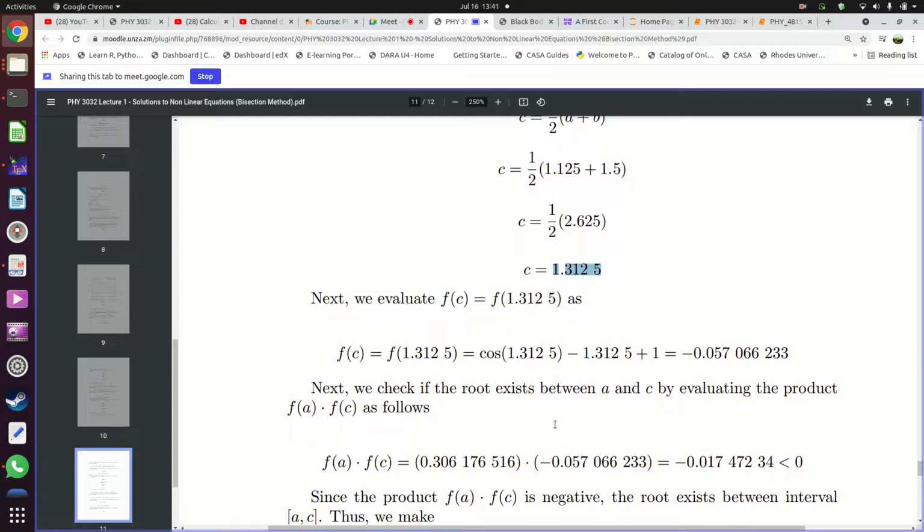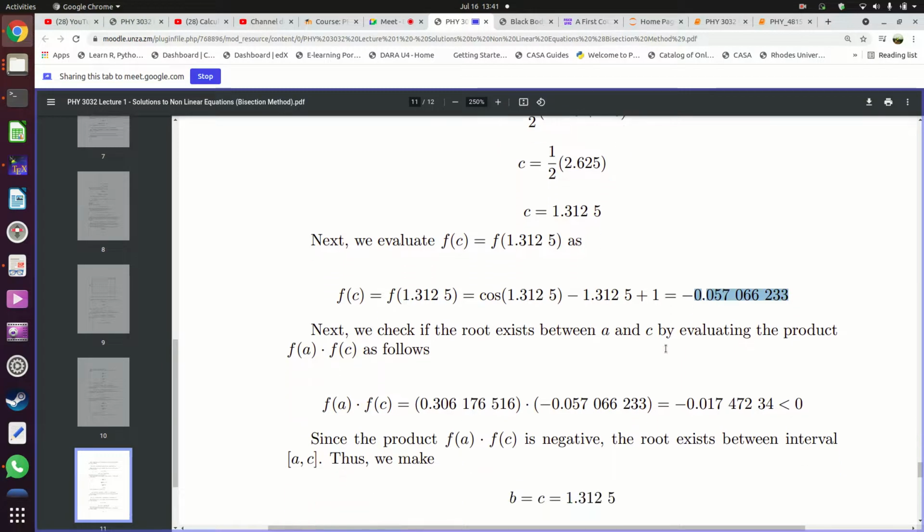What is the value of the function at the midpoint? In this case, you have to work out f of C, which is equal to f of 1.3125. So that's going to be cos 1.3125 minus 1.3125 plus 1. This is going to give you a minus 0.05700066233. So as you can see, at this new midpoint now, the function is negative, meaning that at this new midpoint, the function has crossed the x-axis.